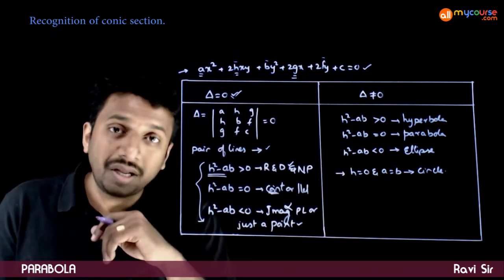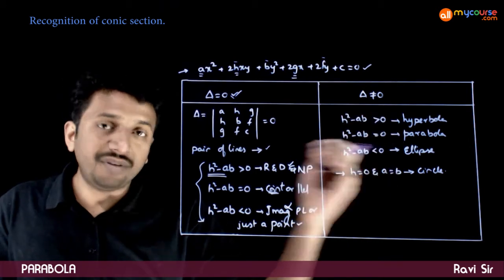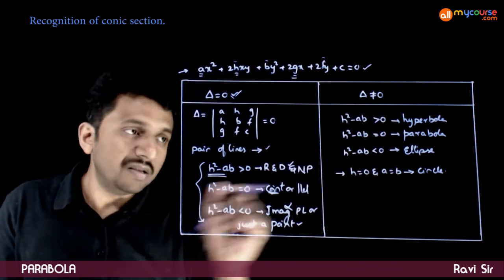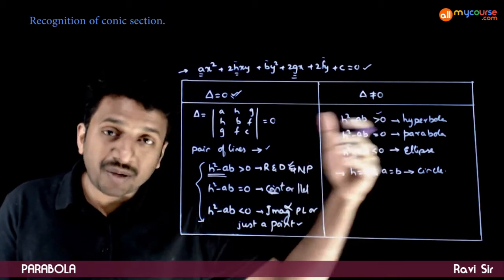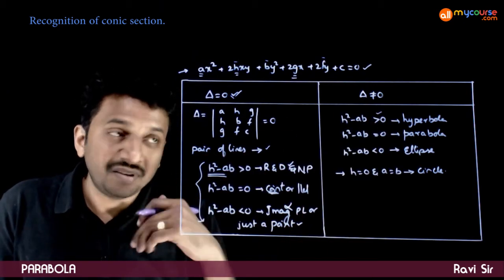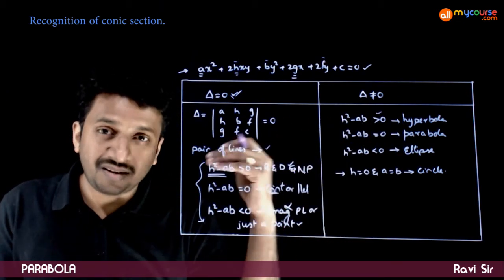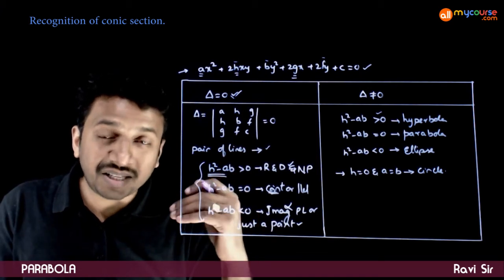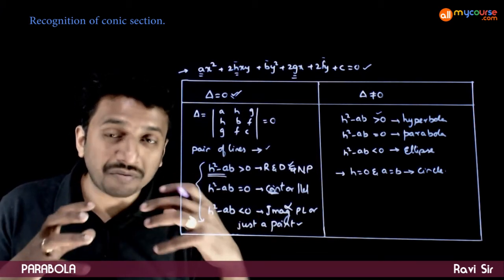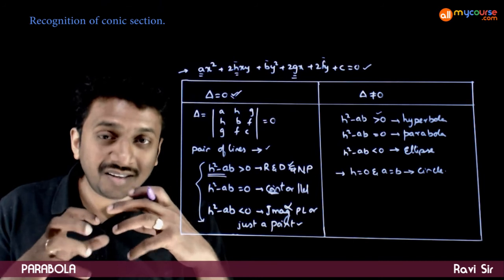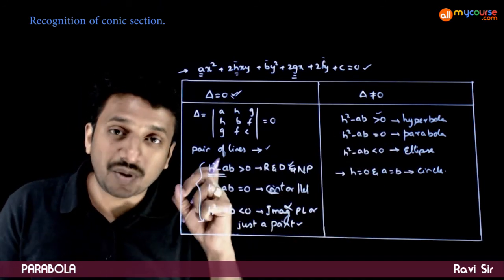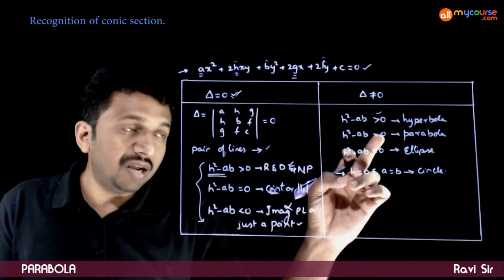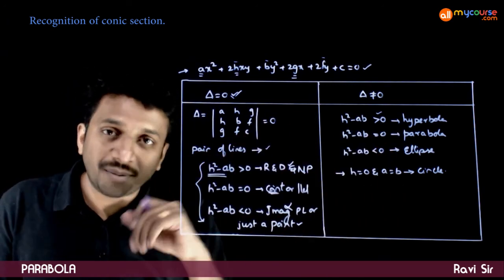Next, if delta is not equal to 0, then we have different cases. If h² − ab is positive, we have a hyperbola. Greater than 0, hyper. Just try to remember this: greater than 0 means having a lot of energy in it, a hyper quantity. So hyperbola if h² − ab is greater than 0. Equal to 0, parabola. Less than 0, ellipse.